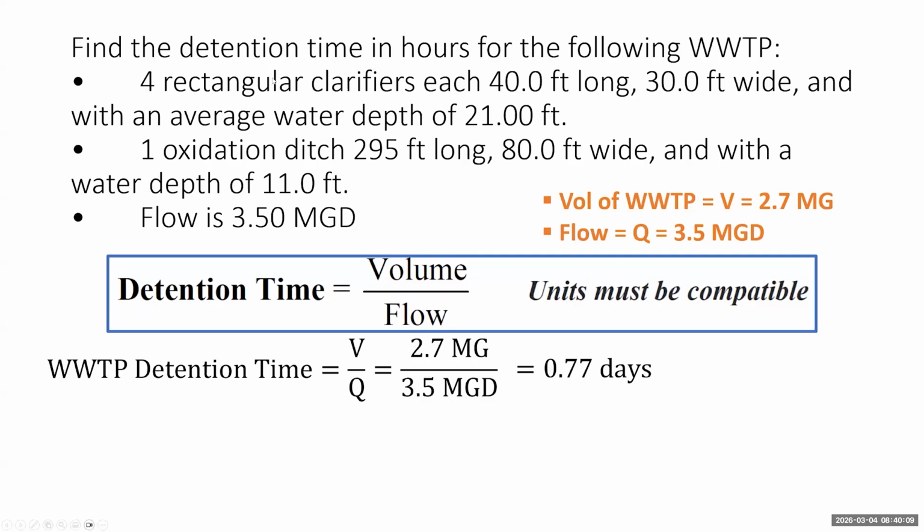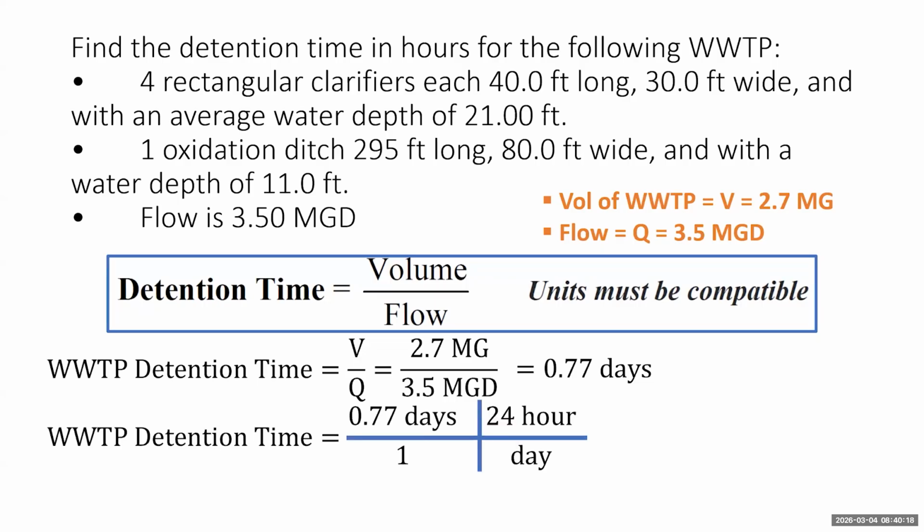Do we have the answer? Not quite, because it asked us for detention time in hours. So one more conversion. We go from days to hours. Again, canceling the units that we can. That's 18.5 hours. So that's the detention time for that entire wastewater treatment plant. So that feels like a lot. It took what, 4 slides full of math to get to the answer. But really what we did was calculate the volume of the rectangles, the clarifiers, the volume of the rectangular oxidation ditch, converted units, and use the equation that was given.